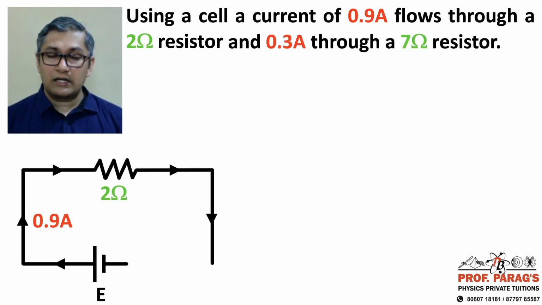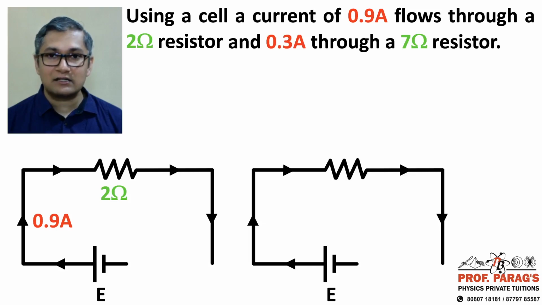So again, using the same cell, now I'm getting a current of 0.3 amperes. So the current value initially was 0.9, now it's becoming 0.3. And the resistor, which was 2 ohms, is 7 ohms. That means now I can clearly understand it's a second circuit. It's not the same circuit diagram. It's not the same component. The diagram is similar, but it's a new external resistance with the same cell. It's using the same cell.